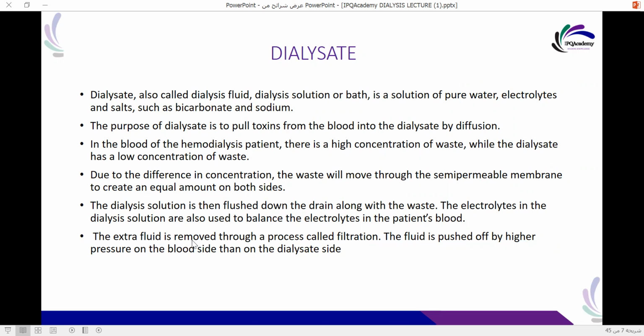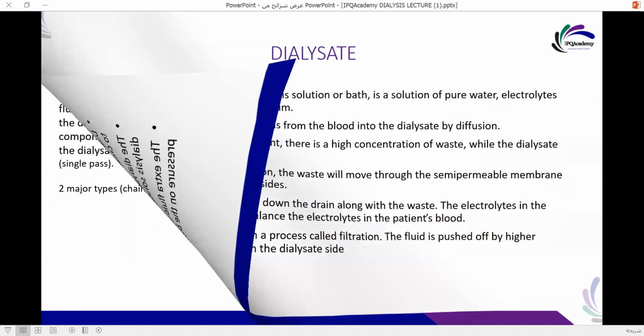The excessive fluid from the blood is removed through a process called filtration. The fluid is pushed off by higher pressure on the blood side than on the dialysate side.